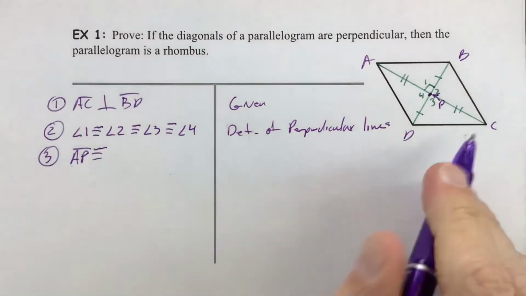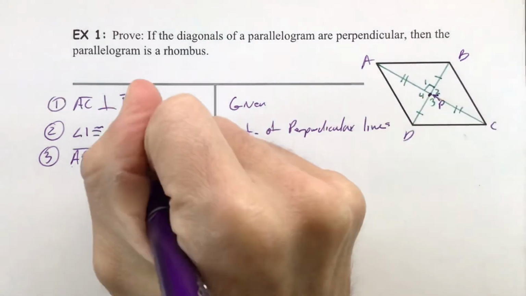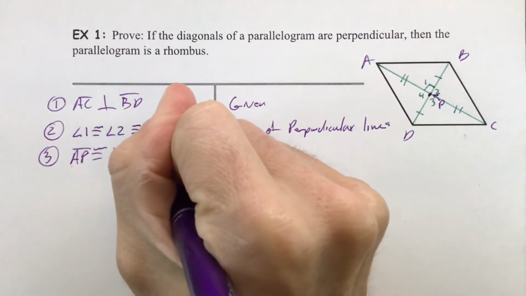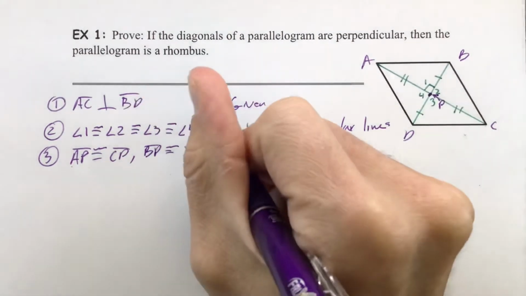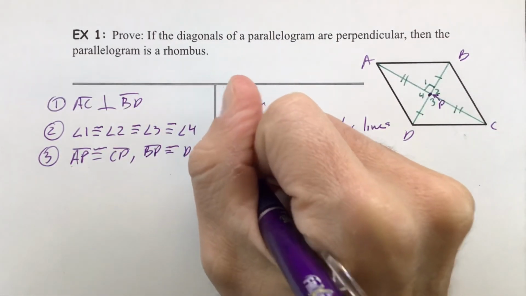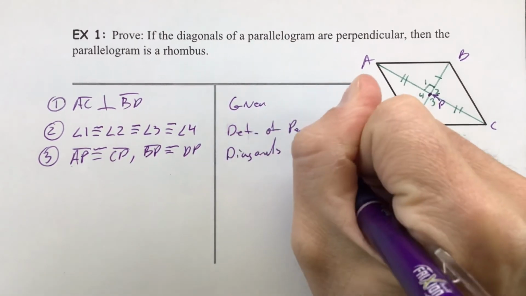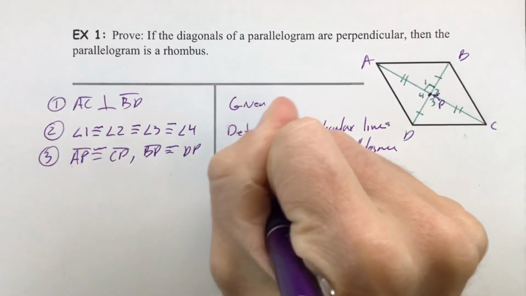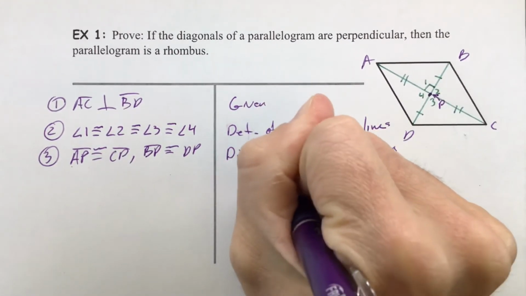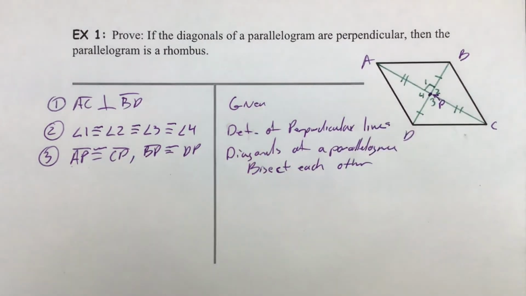AP is congruent to CP. BP is congruent to DP. And that is because the diagonals of a parallelogram bisect each other. Not really a short way to write that one, but we've proven it before and we know that that's true.